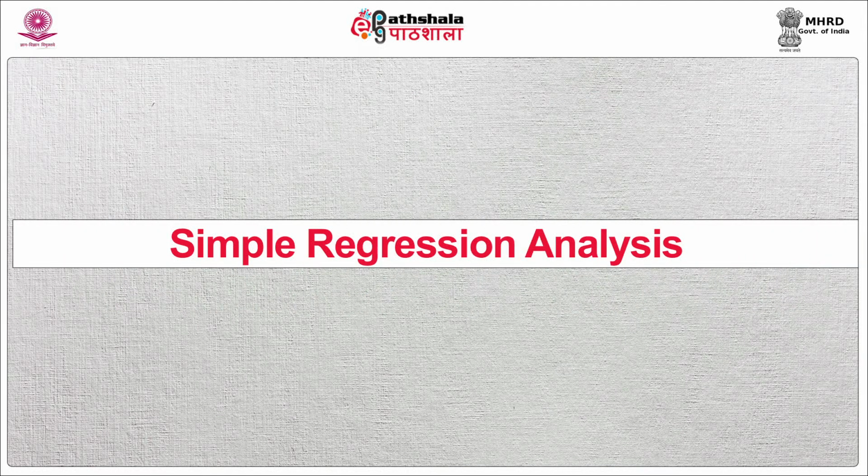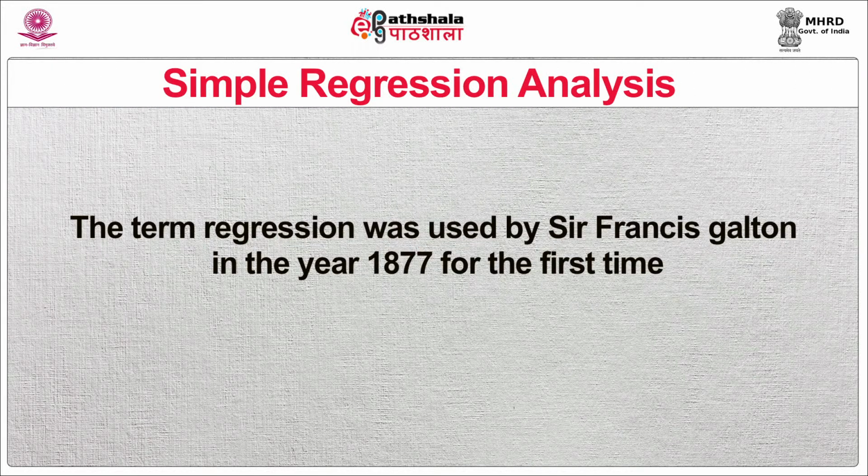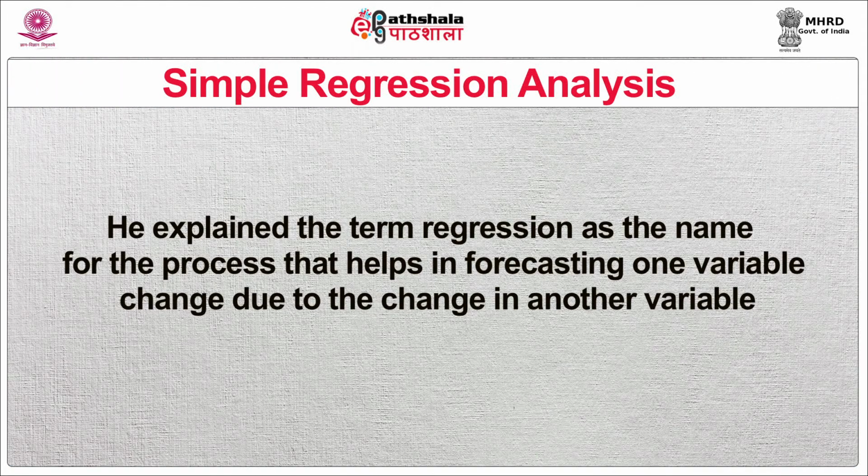Now we come to simple regression analysis. The term regression was used by Sir Francis Galton in the year 1877 for the first time. He explained the concept with an experiment that showed that the height of children born to tall parents would tend to move back, or regress, towards the mean height of the population. He explained the term regression as the name for the process that helps in forecasting one variable's change due to the change in another variable. He also coined the term multiple regression, which explained the process where more than one variable is used to explain another variable.